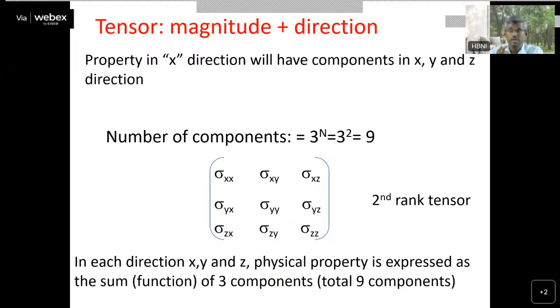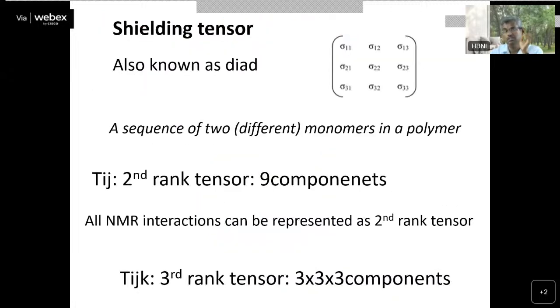So I have mentioned that in each direction, x, y, and z, physical properties are expressed as a sum or function of the three components. So in total we have 9 components. Dipole-dipole interaction can be expressed like this. Chemical shift can also be expressed like this. Quadrupole interaction can also be expressed with this tensor.